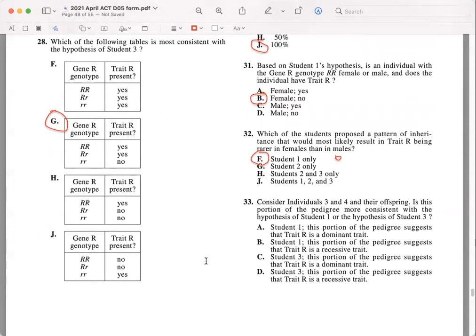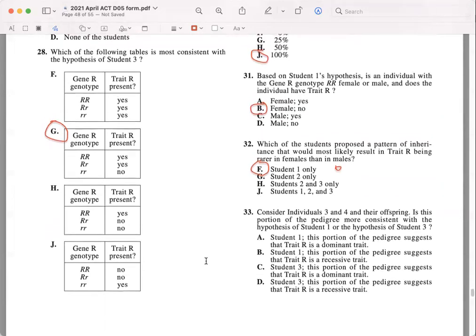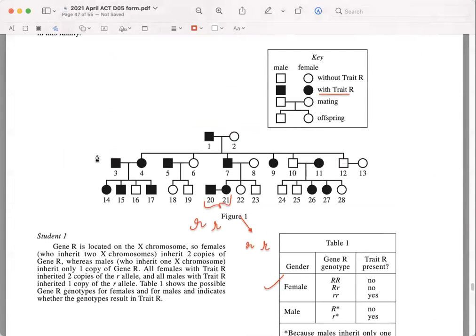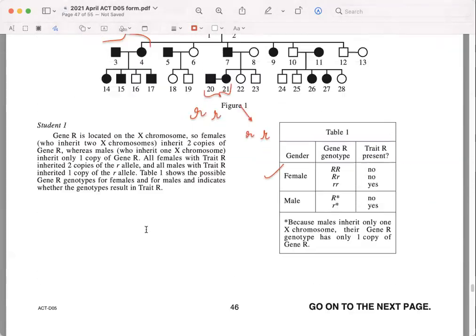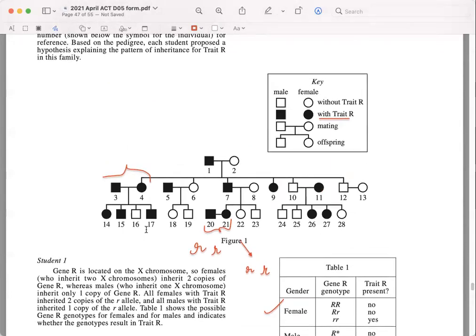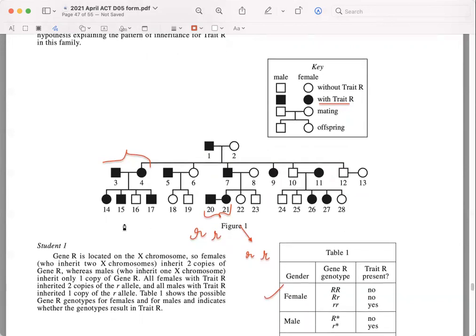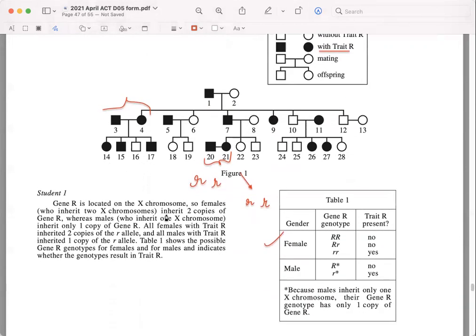Consider individuals 3 and 4 and their offspring. Is this portion of the pedigree more consistent with the hypothesis of student 1 or the hypothesis of student 3? Okay, 3 and 4. So there are these and their pedigree. Okay. So is this consistent with student 1 or student 3? Okay. So both of them had trait R, and then there were one female offspring and 3 male offsprings. The female offspring had trait R, and out of the 3 male offsprings, 2 had trait R, right?